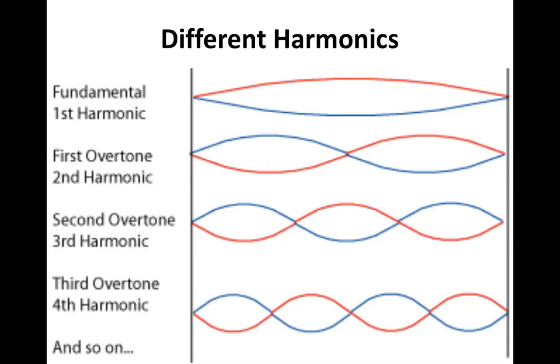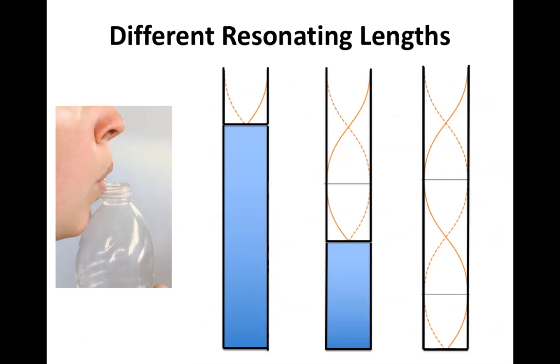So if we have a set length, we can calculate multiple frequencies that create a standing wave on that set length. For example, if we're talking about a string instrument, these are the different frequencies that are possible. If we're talking about other instruments, some instruments allow you to change the length of the space.